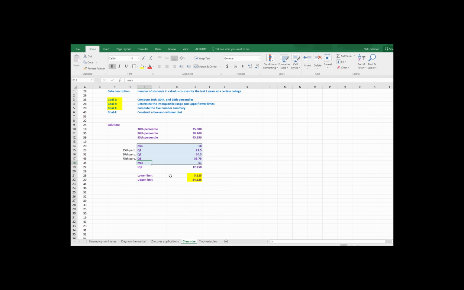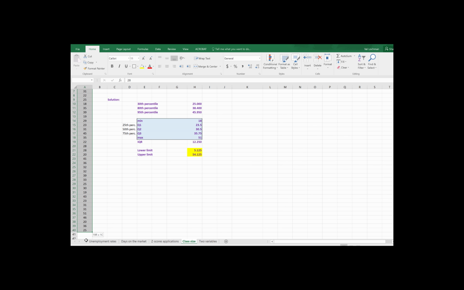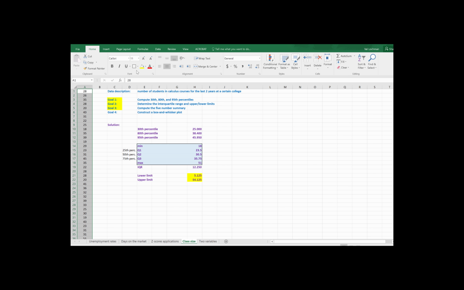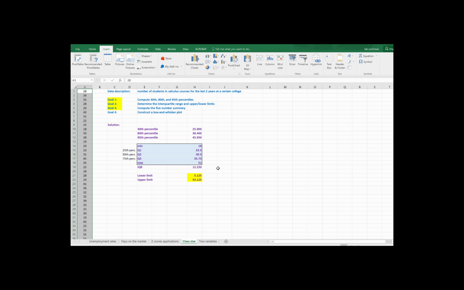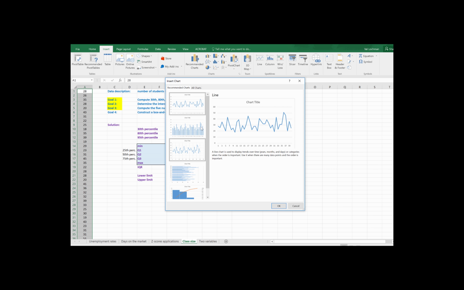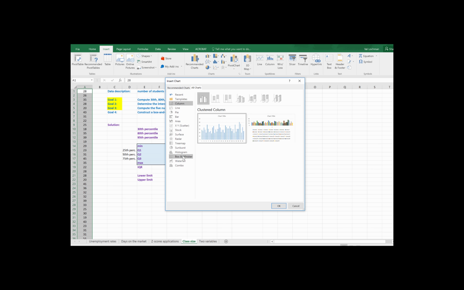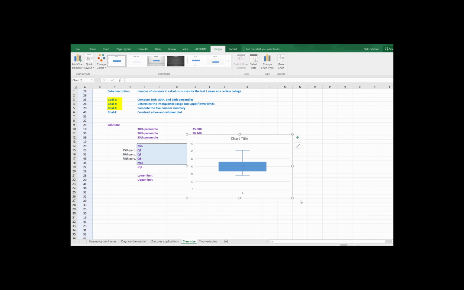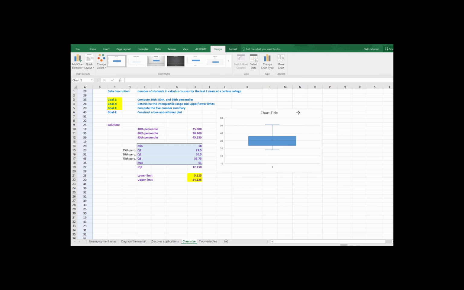So the last thing that we need to do is construct a box plot. To do that, we're going to highlight all of our numbers and then go to insert, go to recommended charts, and here you see these types of charts. That's not what we want. We want to go to all charts and pick box and whisker. Okay, and here's your chart.